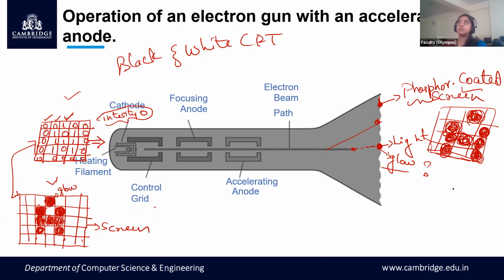A very simple example: when you switch on the bulb, it will glow. When you switch off, the bulb is off. So that means now the electron beam will go. Okay, let me give a position here. To the rightmost, I'll give.